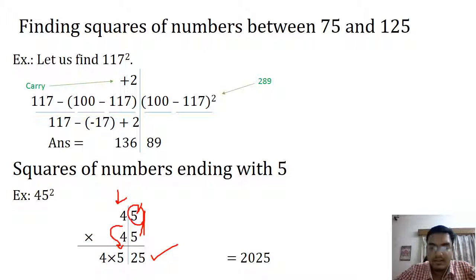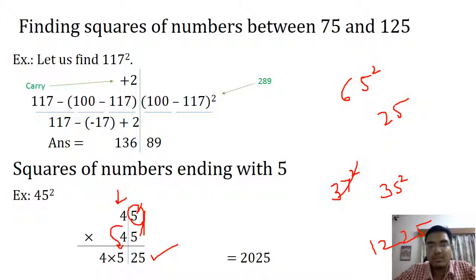Let us find 35 square. So it would be 25 as the last two digits, and the first two would be 3 into 4, that is 12. If you had to find 65 square, the last two digits would be 25 and the first two digits would be 6 into 7, that is 42. So 4225.